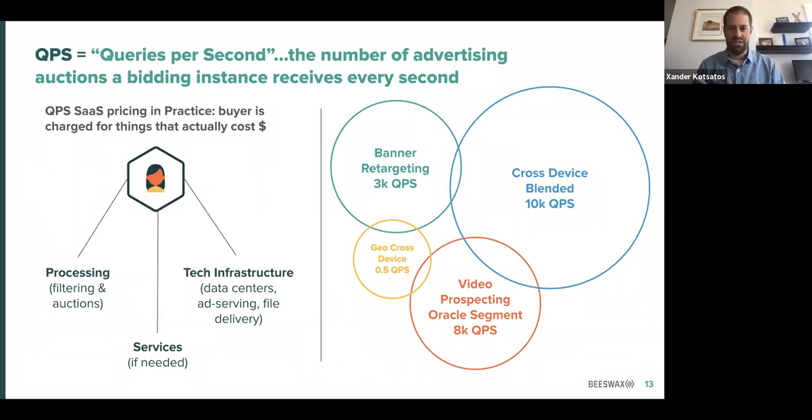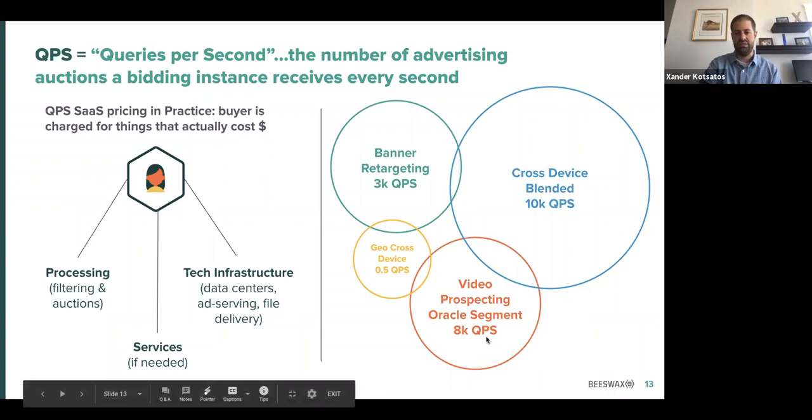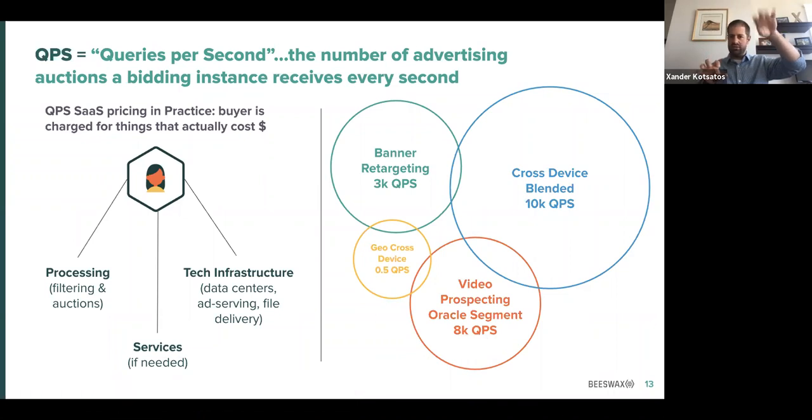So if you're a big advertiser and you run multiple placements, you're going to find efficiencies as you need more impressions. One example would be, let's say you have a banner retargeting campaign, and let's say that's 3,000 auctions per second, right? And then you have a video prospecting campaign, maybe to an Oracle segment, that's 8,000 queries per second. Those two are obviously going to be different amounts of QPS, right?